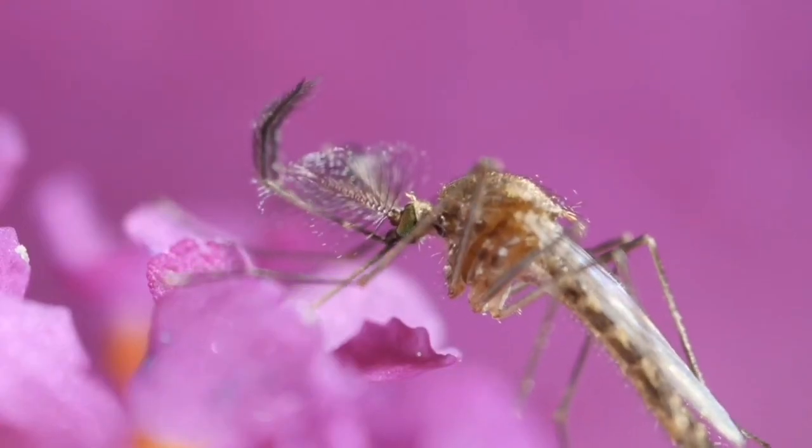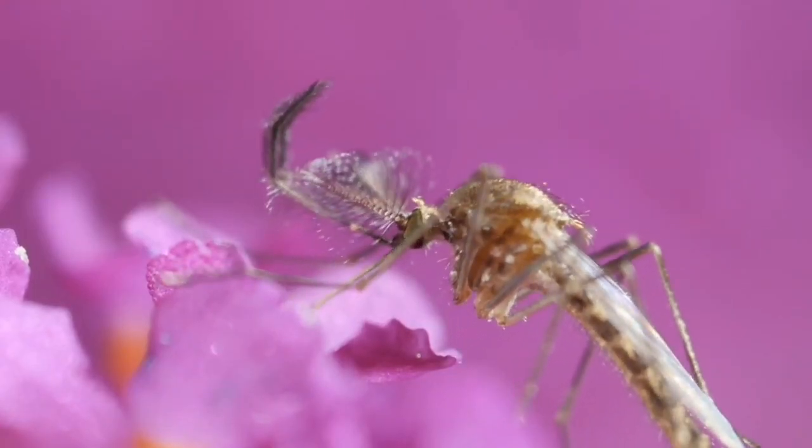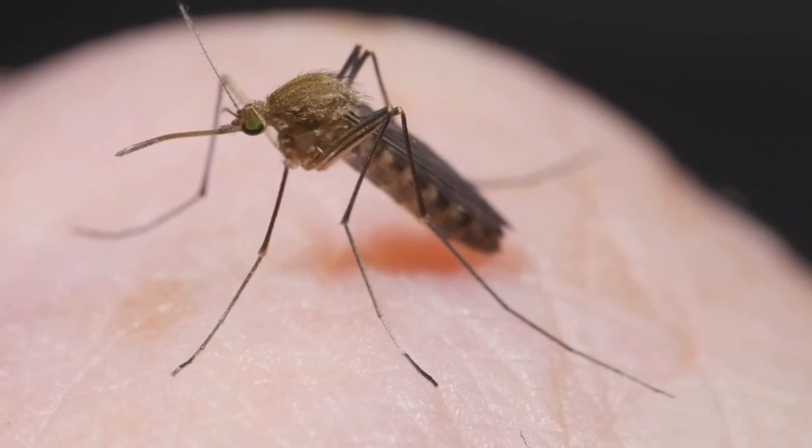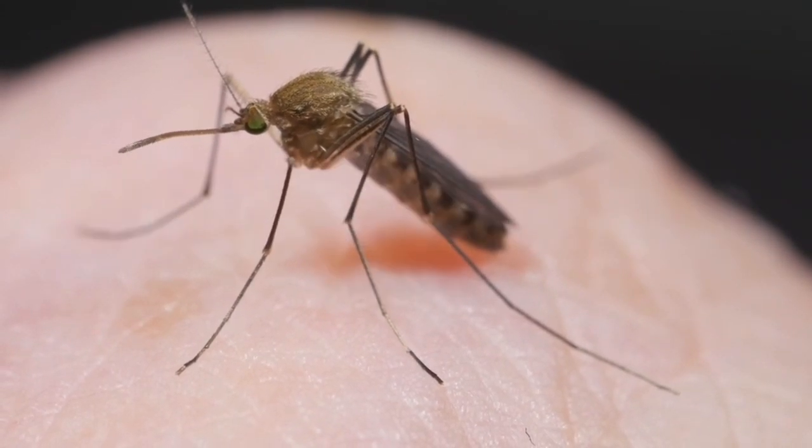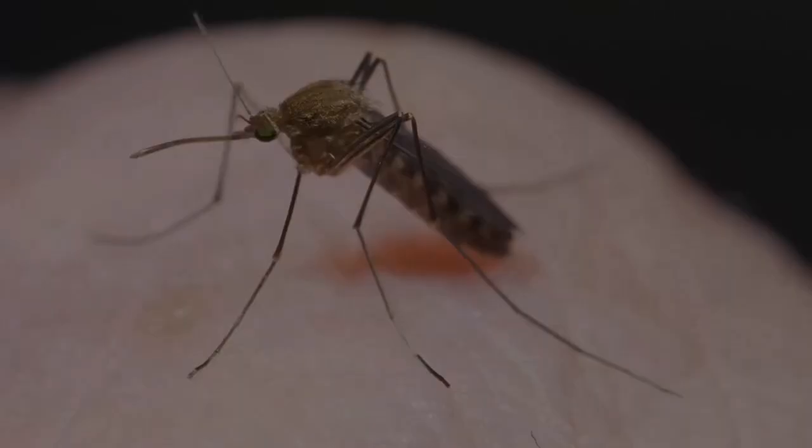Finally, the Aedes aegypti chromosome is very unique. It has a complex structure and contains many heterochromatic regions, making it different from the chromosomes of other insects.